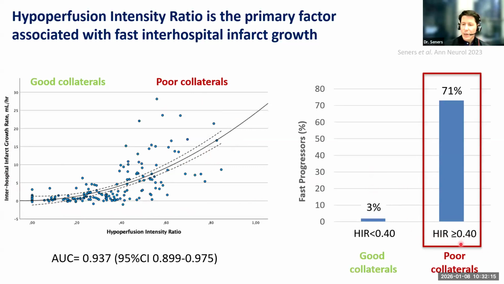Patients with high HIR, poor collaterals, very frequently were fast progressors, while patients with low HIR, good collaterals, had minimal core growth. So now you can tell me, okay, these are MRI data, but we all use CT, which is true.